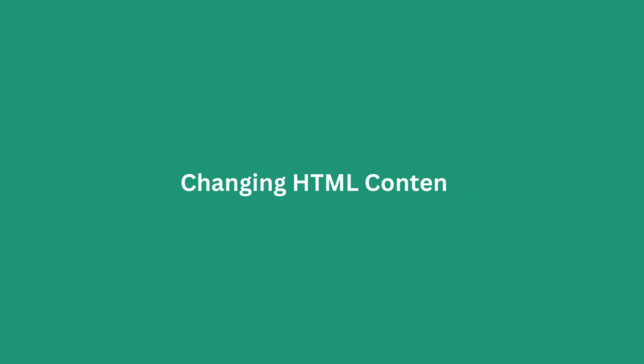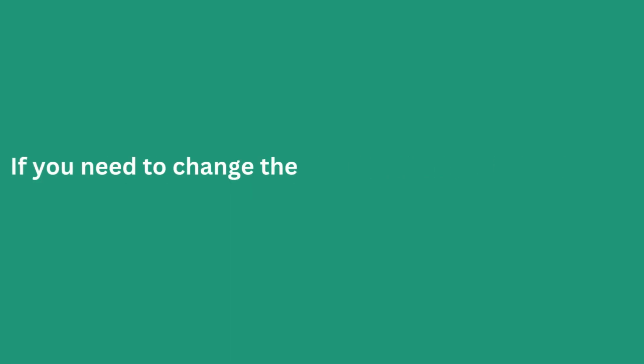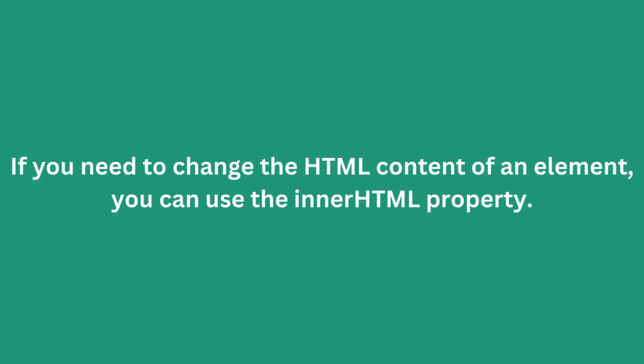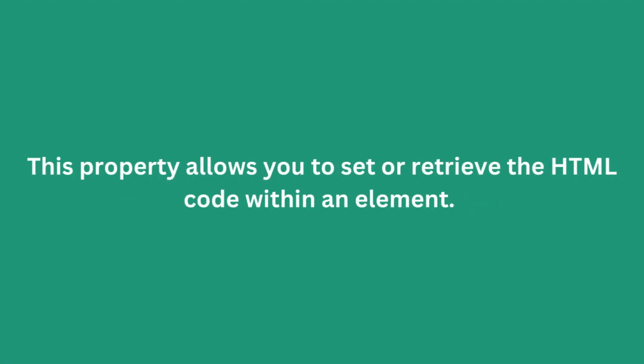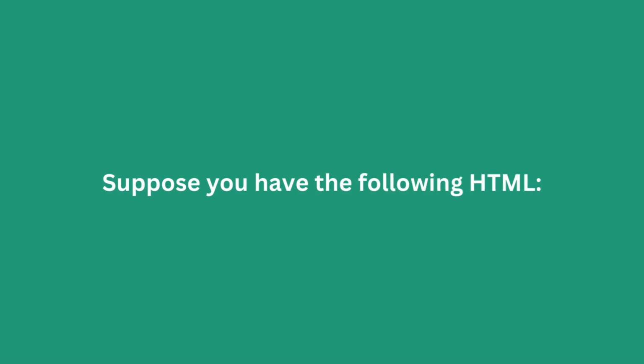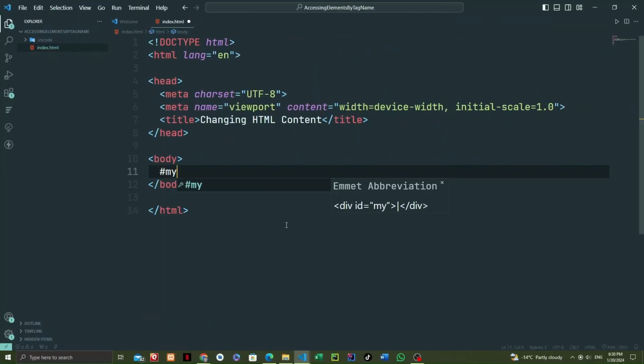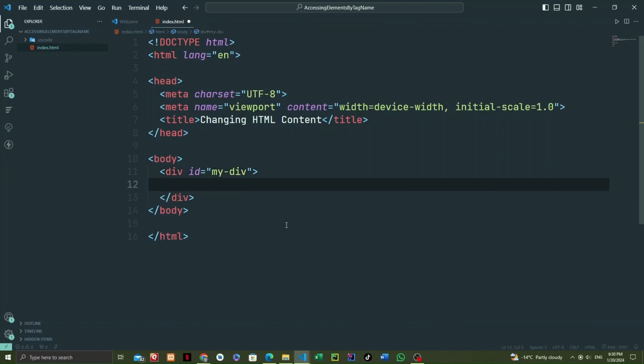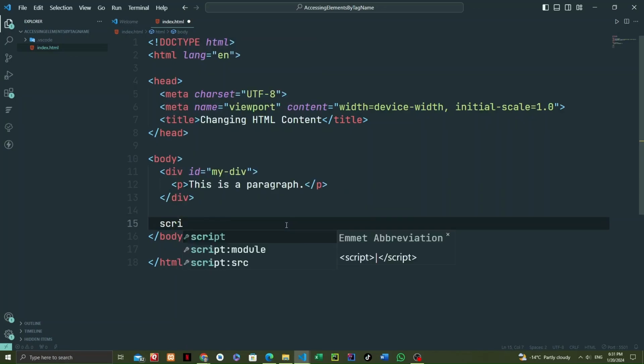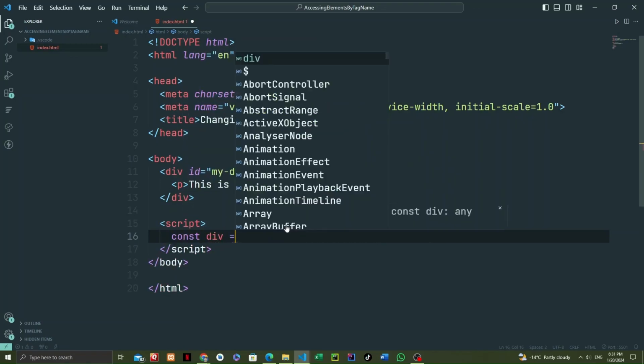Changing HTML content. If you need to change the HTML content of an element, you can use the innerHTML property. This property allows you to set or retrieve the HTML code within an element. Here's an example. Suppose you have the following HTML: inside a div tag, a p tag. Div ID equals "my div", p, this is a paragraph, closing p, closing div. You can use JavaScript to change the HTML content of the div element like this.